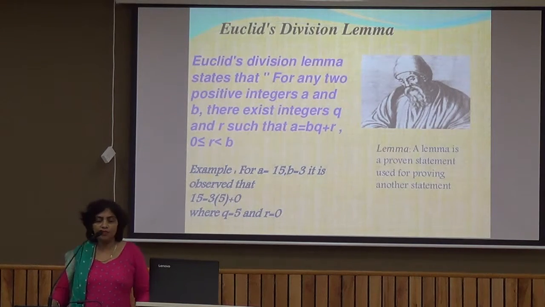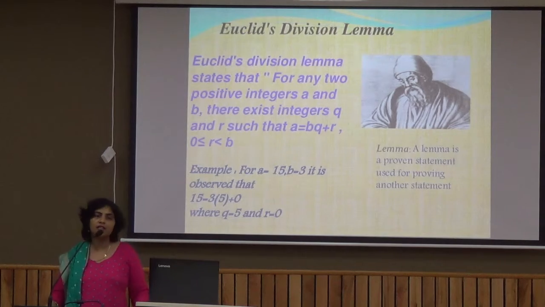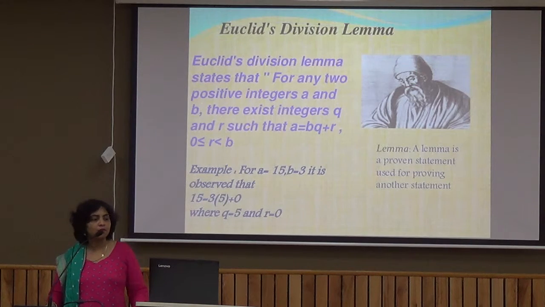a is our dividend, b is our divisor, q is our quotient, and r is the remainder. So obviously the remainder can be 0, but it should be less than the divisor. Let's take an example: a is equal to 15 and b is equal to 3. You can clearly observe that 15 is 3 into 5 plus 0. 0 is the remainder. So q is 5 and r is 0.